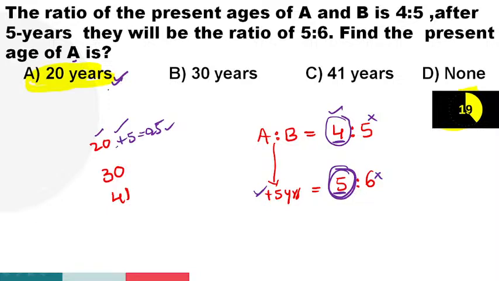Check the remaining options also, no problem, guys. What is the second option? 30. 30 is a multiple of 4. No, that's why wrong. Next, third option, 41. 41 is a multiple of 4. No, that's why wrong option. That's why first option is the right answer, guys.